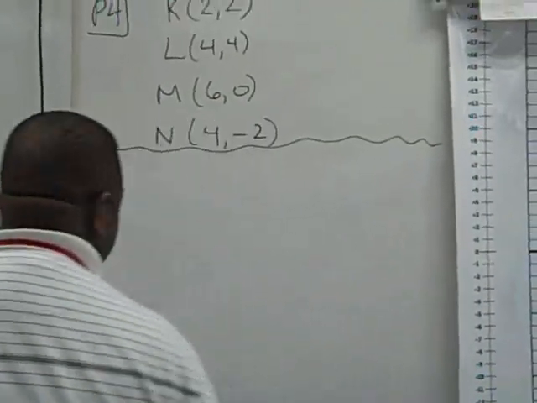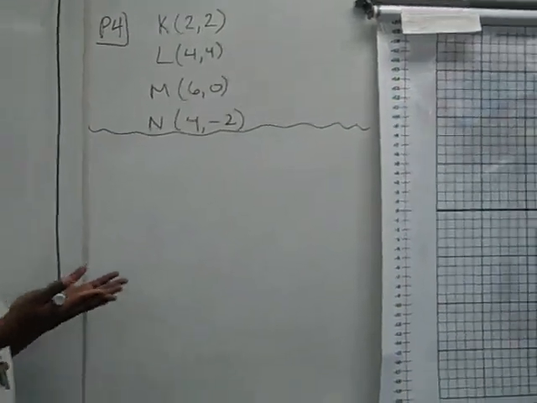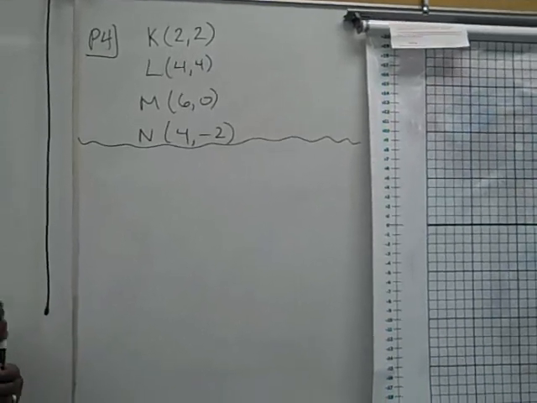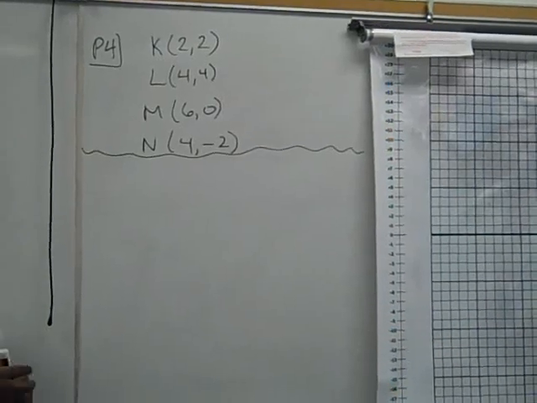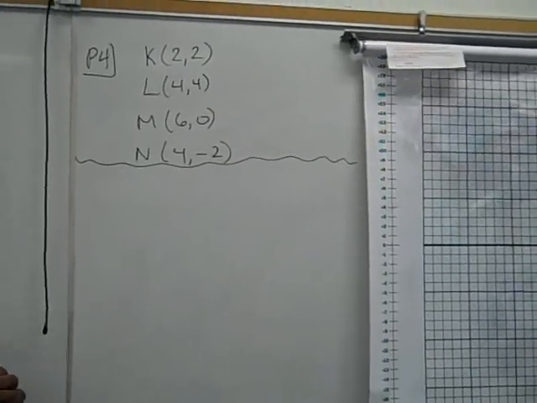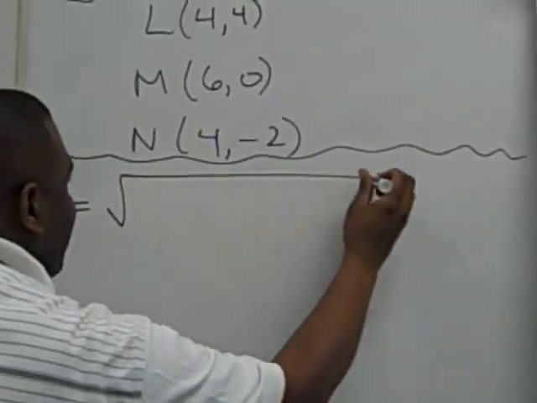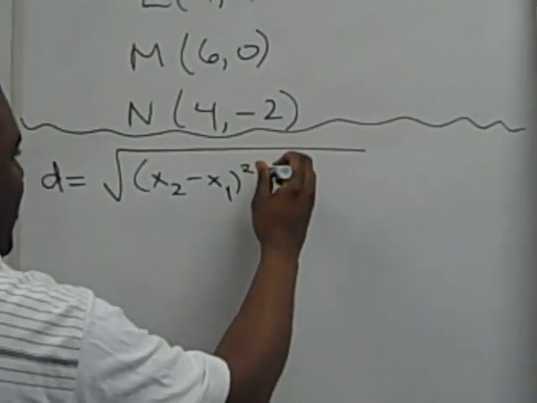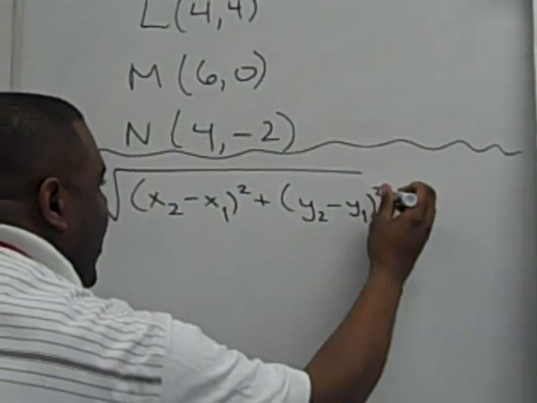So let's do the work over here. All right. Now, first of all, do you remember what the distance formula is? If you don't, we do have formula charts on the desk. Okay? You see where it is? Okay. The distance, remember, is d equals the square root of x2 minus x1 squared plus y2 minus y1 squared.